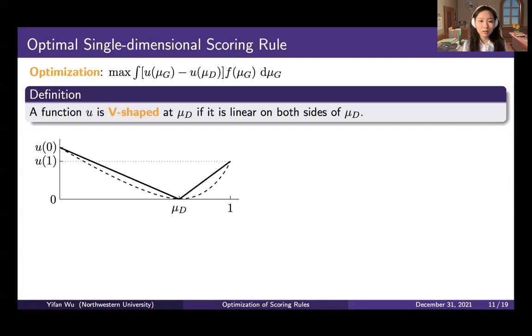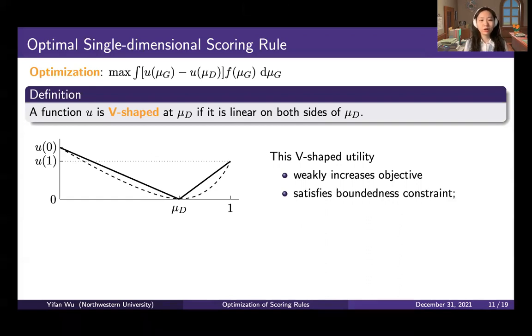We can see the difference in utility of this V-shaped function exceeds the difference of the original function, which means this V-shaped utility function in black solid line weakly increases the objective. And we can also show if the original utility function in dashed line satisfies the score boundedness constraint, the new V-shaped utility function also satisfies the boundedness constraint.